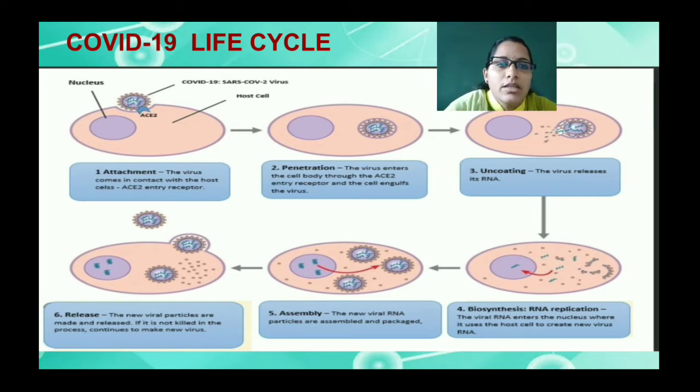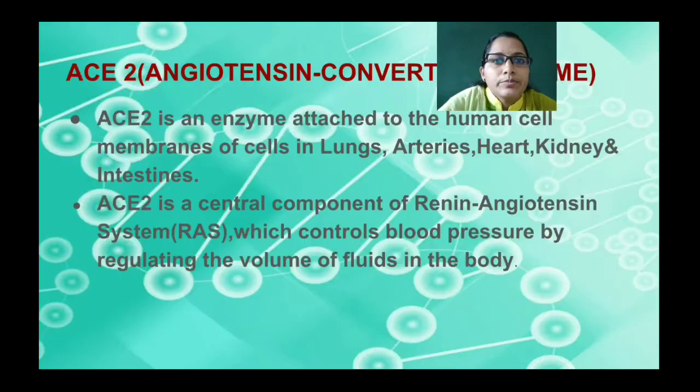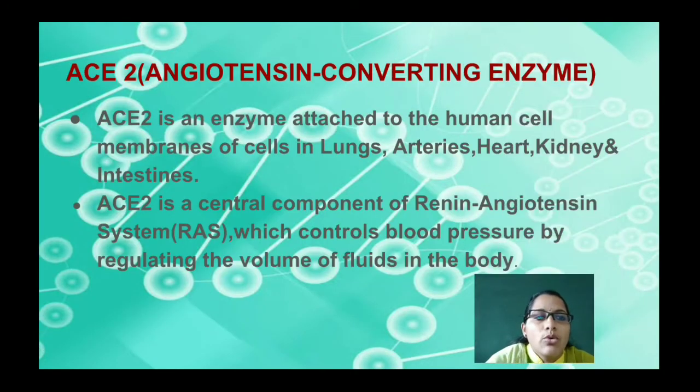Next is assembly. The new viral RNA that has been produced, these particles are assembled and packaged again. They are ready for going out of the host cell next. So next is biosynthesis, that is RNA replication. The viral RNA enters the nucleus. The nucleus is a specific site where it uses the host cell to create new viral RNA. Once it creates new viral RNA, it bursts open the cell, and a lot of new strains of viruses that have been replicated will come out, and this will make it easier for infecting a large population.